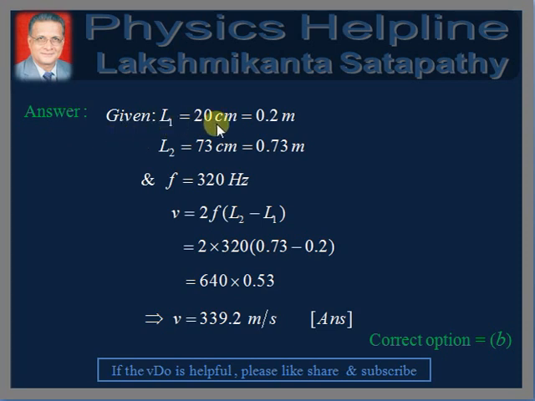Now, for the answer, it is given in the question that L1 is equal to 20 centimeters, which is equal to 0.2 meters, and L2 is equal to 73 centimeters, which is equal to 0.73 meters, and the frequency of the tuning fork f is equal to 320 Hz. Therefore, we will use the equation v is equal to 2f into (L2 minus L1). Putting the values, we get 2 into 320 into (0.73 minus 0.2). So 320 into 2 gives us 640, multiplied by 0.73 minus 0.2, which gives us 0.53. Simplifying, we get v is equal to 339.2 meters per second, which is the answer to question 4. Therefore, the correct option is B.